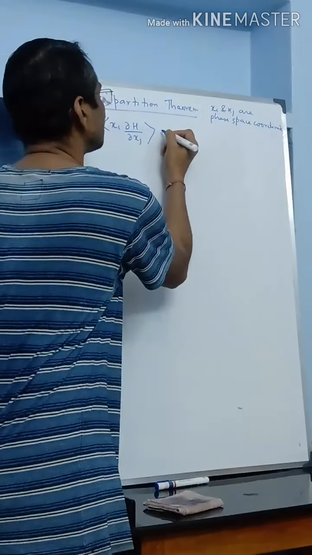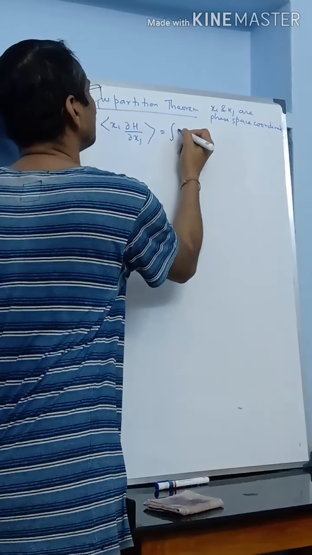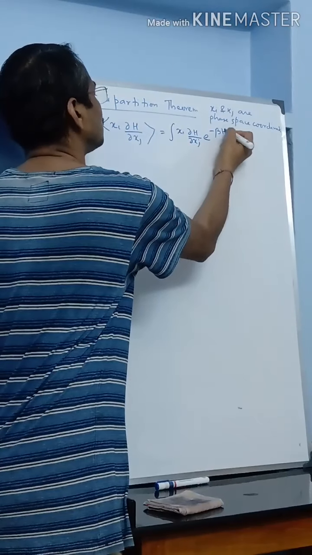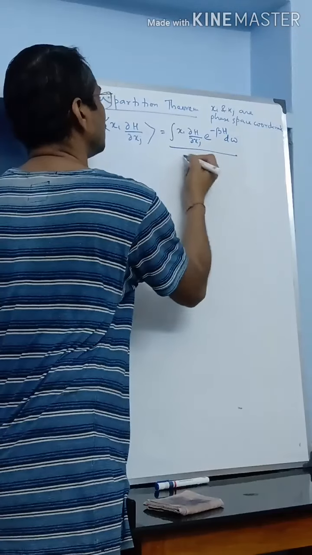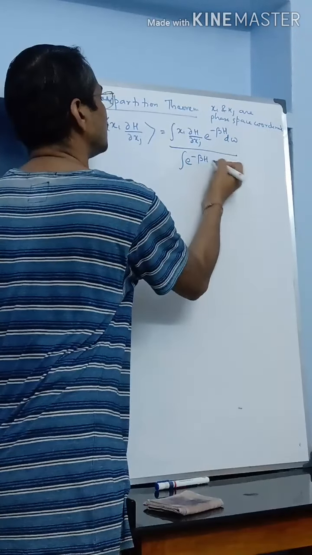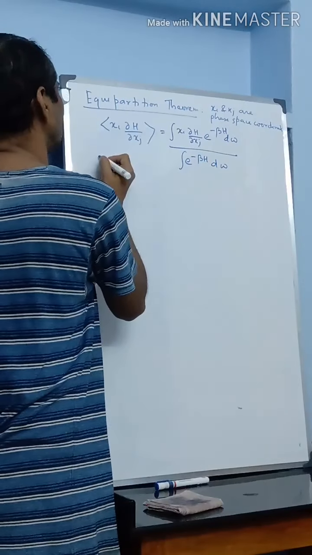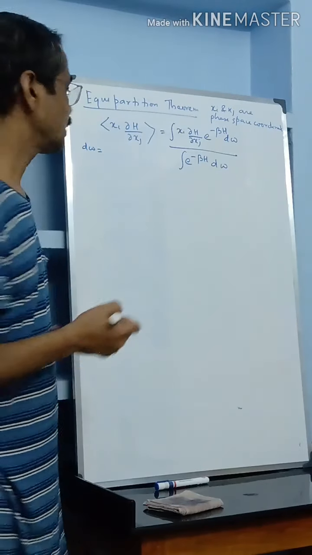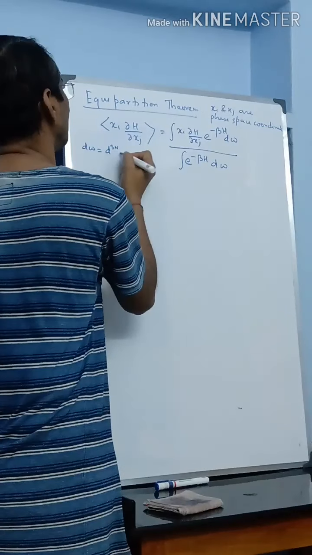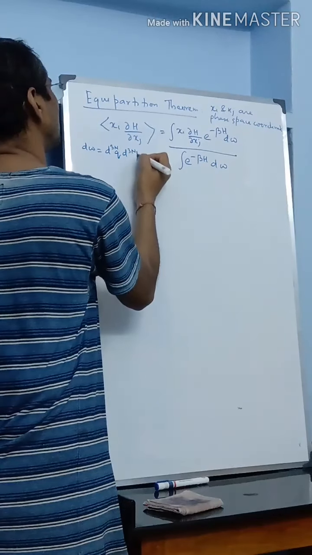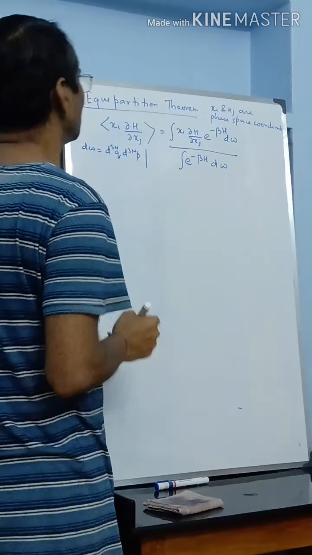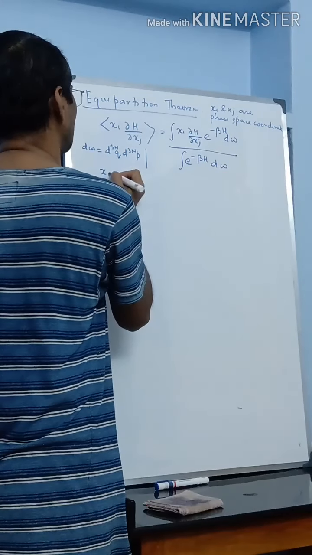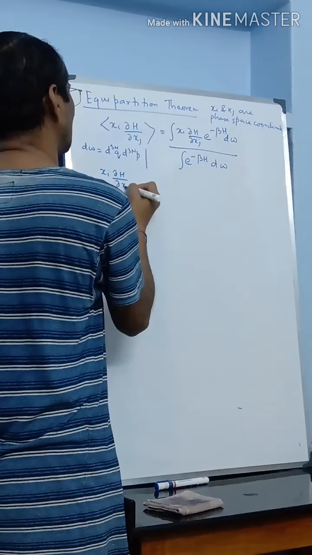So under canonical formalism, we can mathematically write this as equal to the integral of xi del H by del xj e to the power minus beta H d omega, divided by the integral of e to the power minus beta H d omega, where H is the Hamiltonian and d omega is the elementary volume in the phase space, which can be written as d3Nq d3Np.